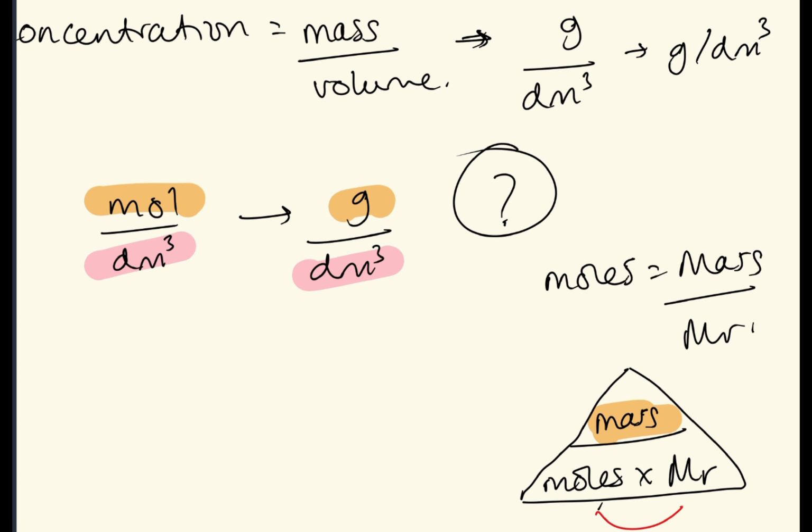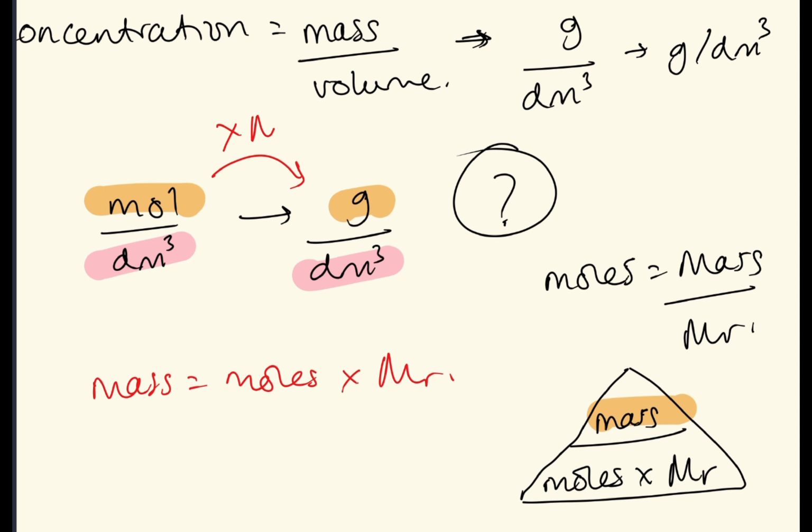If instead I'm looking for moles, let me just highlight moles this time, then all I need to do is my mass, as you can see over here, divided by my MR. Now this time we're going from mole to mass. Since we're trying to find the mass, the equation would rearrange itself to find mass. So mass is equal to moles times MR. Therefore, all I need to do to get from here to here is multiply by the MR. And don't worry, we're going to do more practice on that in the next video.